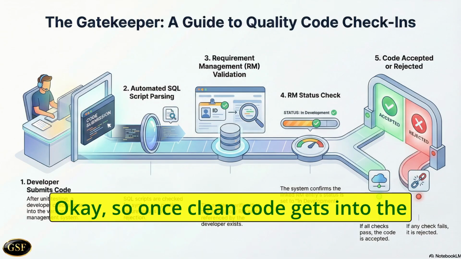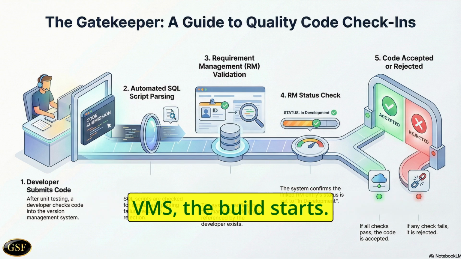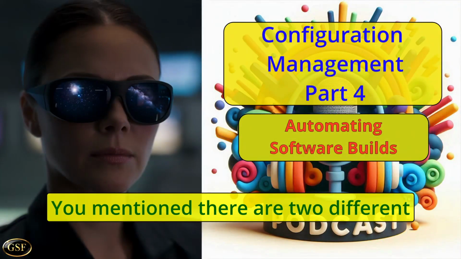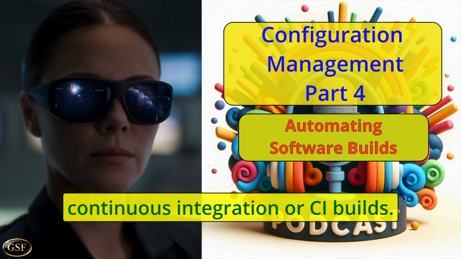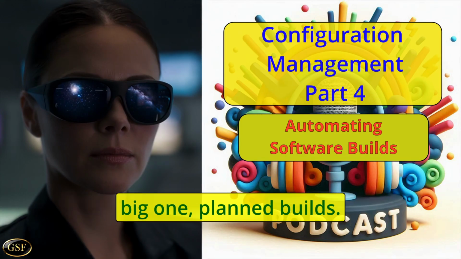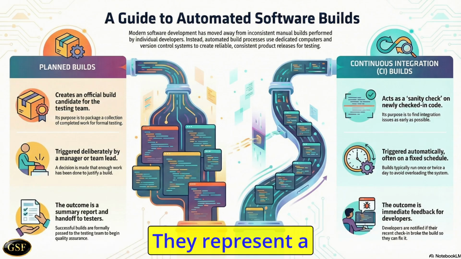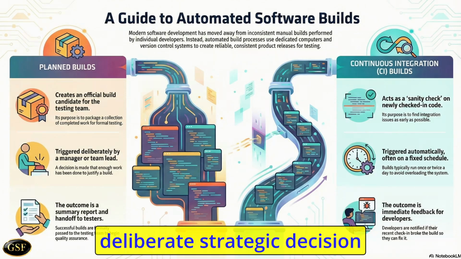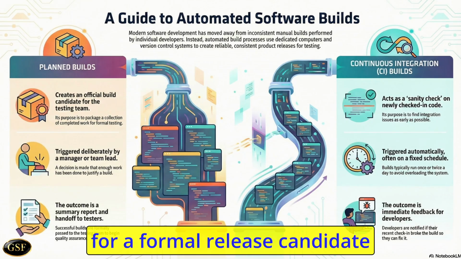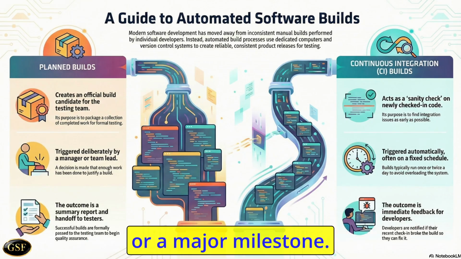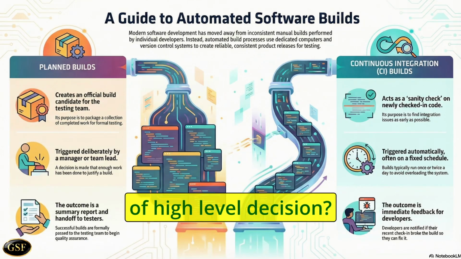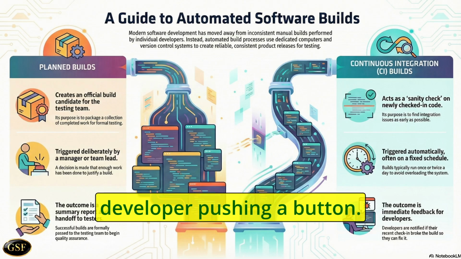Okay, so once clean code gets into the VMS, the build starts. You mentioned there are 2 different paths: planned builds and continuous integration, or CI builds. Let's start with the big one, planned builds. Planned builds are the heavy-duty production runs. They represent a deliberate, strategic decision to create a build, usually for a formal release candidate or a major milestone. What triggers that kind of high-level decision? It can't just be a developer pushing a button.